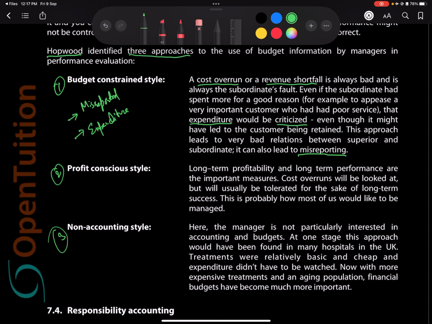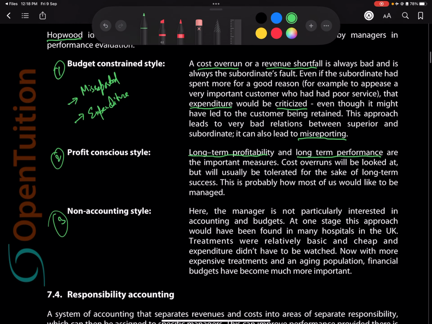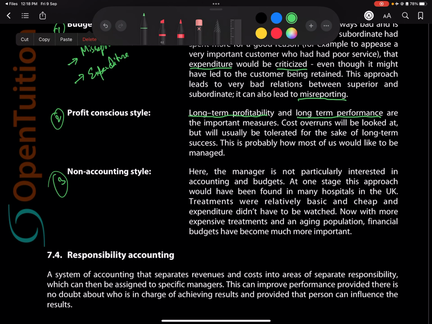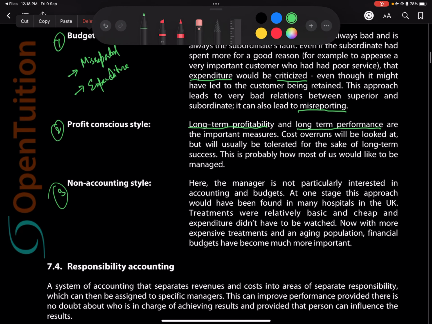Next thing is profit conscious. It's more about long term profitability. Okay, long term profitability, long term performance are important. Cost overruns in the short term are tolerated, right, for the sake of the long term, right? This is probably how most of us would like to be managed, right?